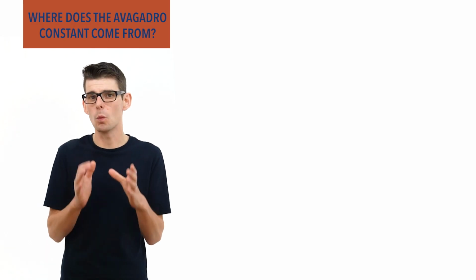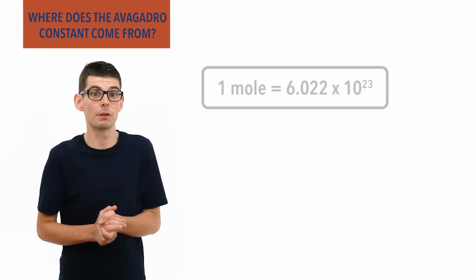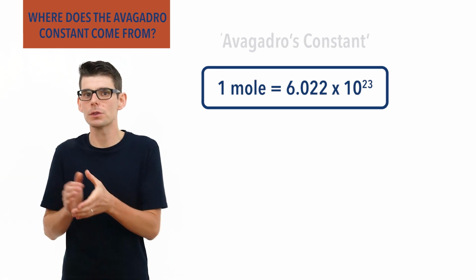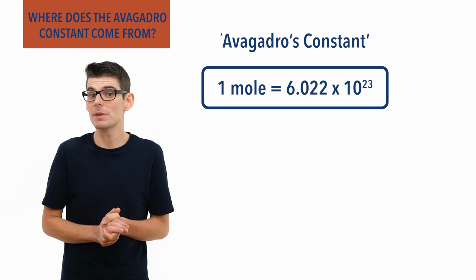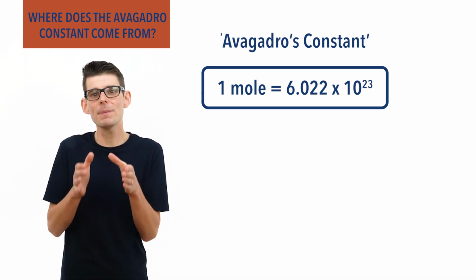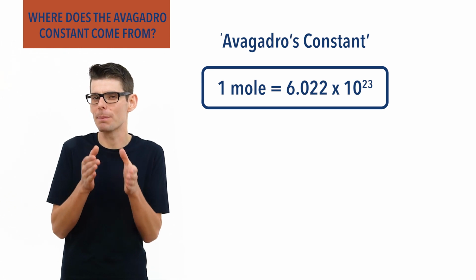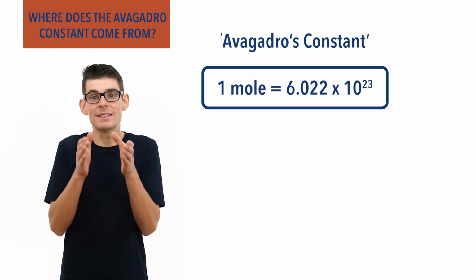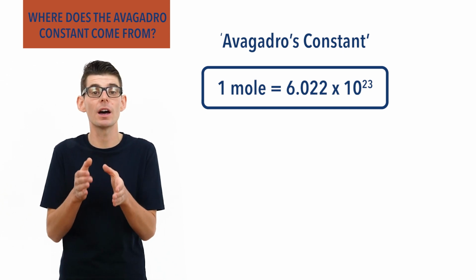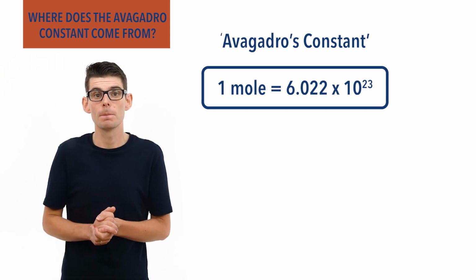The value that 1 mole refers to, 6.022 times 10 to the 23, is called Avogadro's constant, named after a famous Italian scientist called Avogadro. The number itself was never actually proposed by Avogadro. It is named after him, however, because he laid the foundation for the idea of the mole.